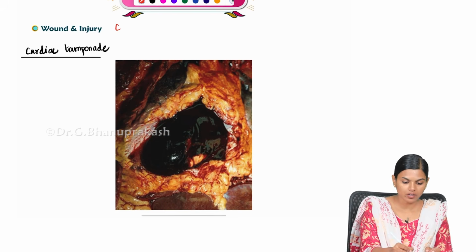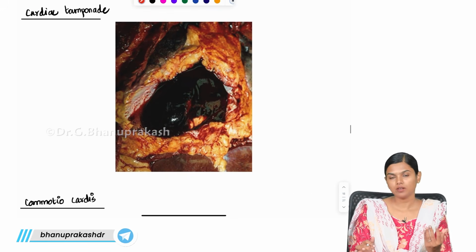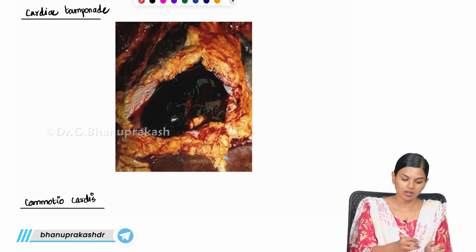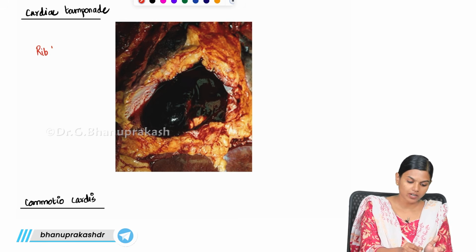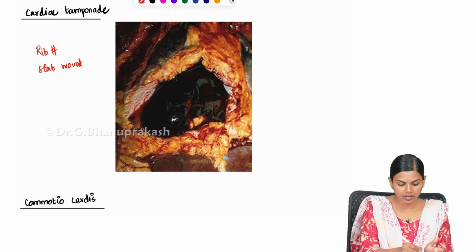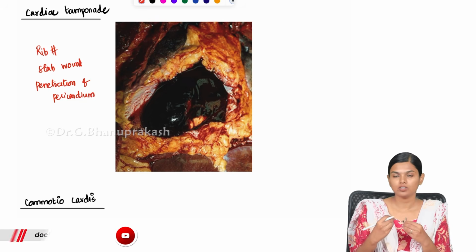Next what we have is cardiac tamponade. So this is the cardiovascular system. So here what will happen is that when there is a trauma, mostly some sort of penetrating trauma, like a rib fracture or stab wound, which goes and penetrates your pericardium. So there is penetration of the pericardium. What will happen is that because of damage to a vessel or damage to the heart itself, what will happen?